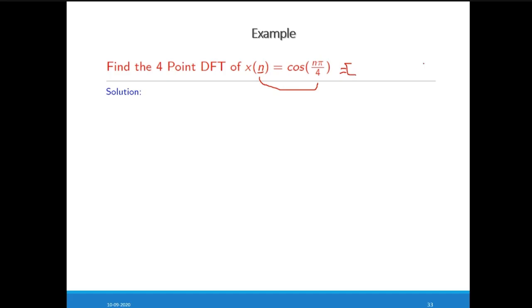After getting the four values, you have to multiply them with the 4 cross 4 twiddle factor matrix. You will get the solution. Okay, just try to find the solution. I'll give you 5 or 7 minutes. Try to finish this.